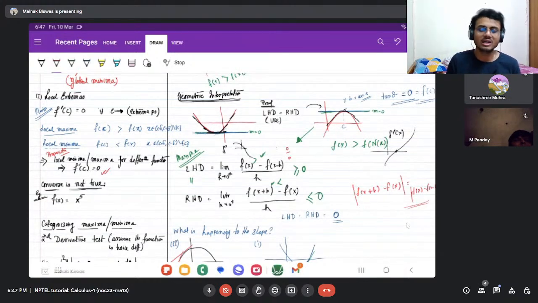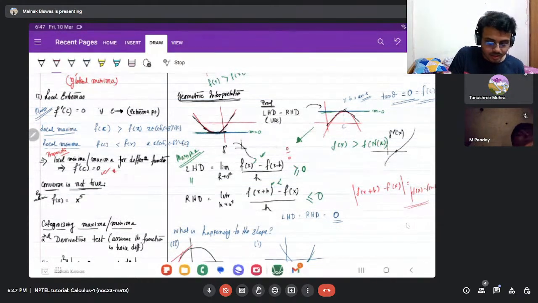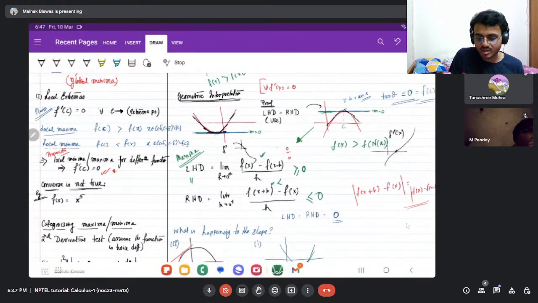Is that a critical point? Yes. But is that always a local maxima or a minima? This is defined as a critical point: anywhere the function's derivative is 0, if f dash x is 0, as I told you previously in assignment week 1 or 2, we'll see this. These are called critical points, but not necessarily are they extremas, right?